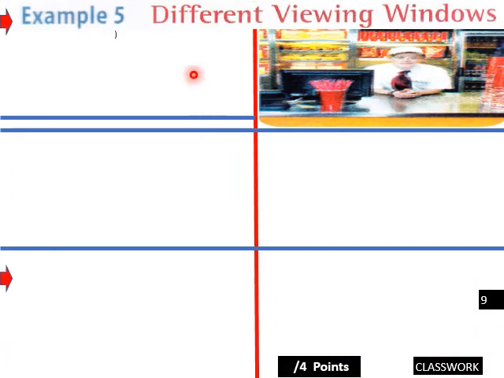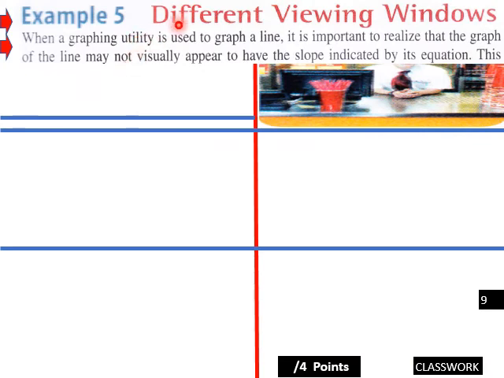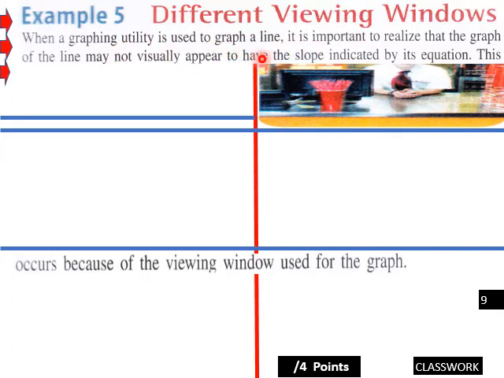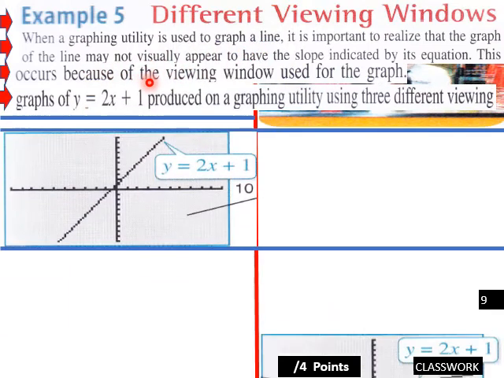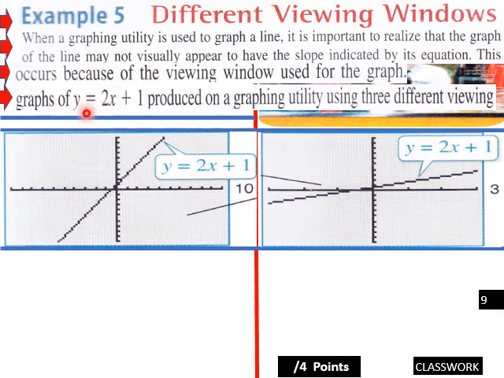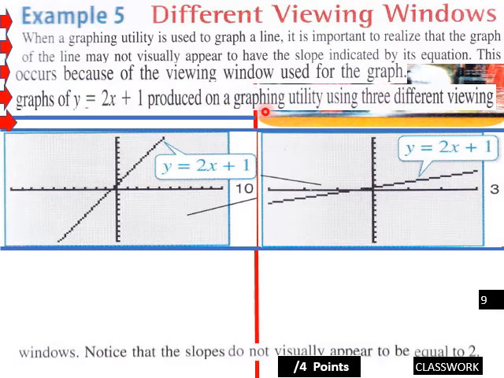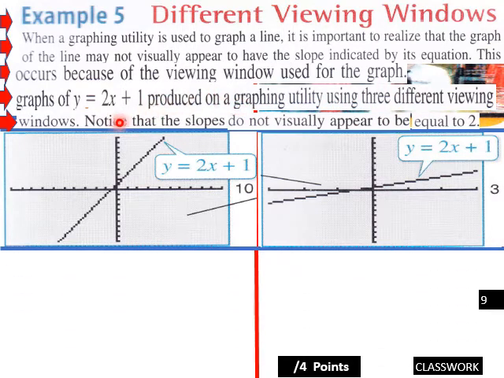Okay, let's go into another example. Example 5: different viewing windows on your calculator. When a graphing calculator is used to graph a line, it is important to realize that the graph of the line may not visually appear to have the slope indicated by its equation. This occurs because of the viewing window used for the graph. Say, for instance, y equals 2x plus 1, produced by a graphing utility using 3 different viewing windows. So notice that the slopes do not visually appear to be equal to 2.